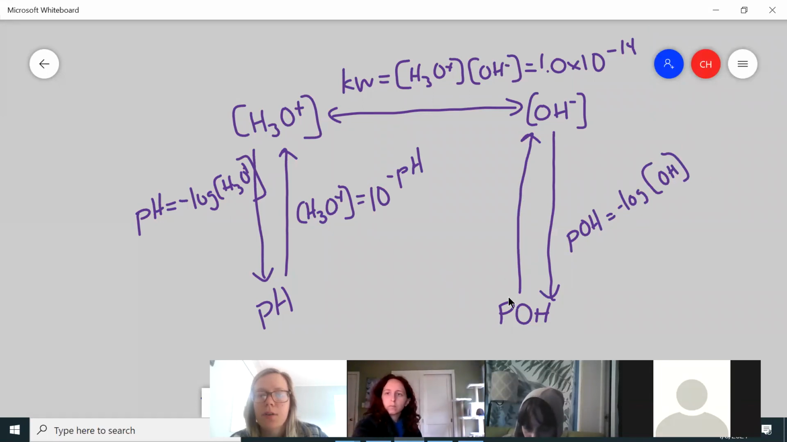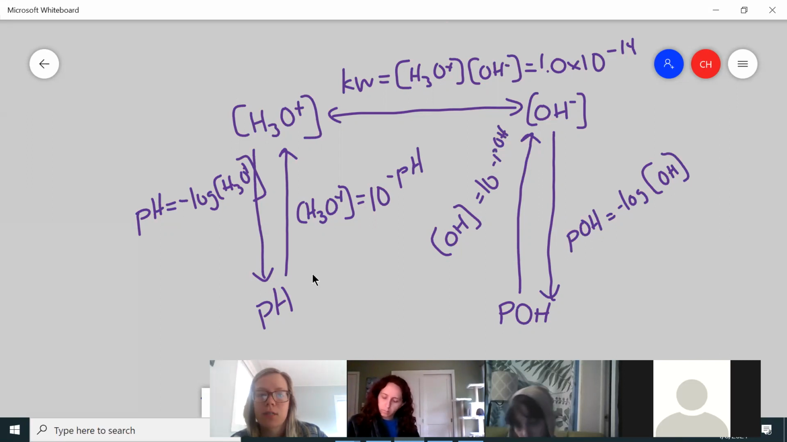And then in the other direction, if we want to find the OH concentration, OH is going to equal 10 to the negative pOH. So these equations are similar. Here we're using pH and H3O plus. Here we're using pOH and OH.